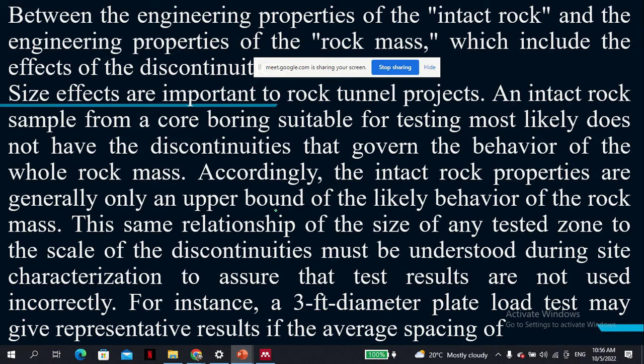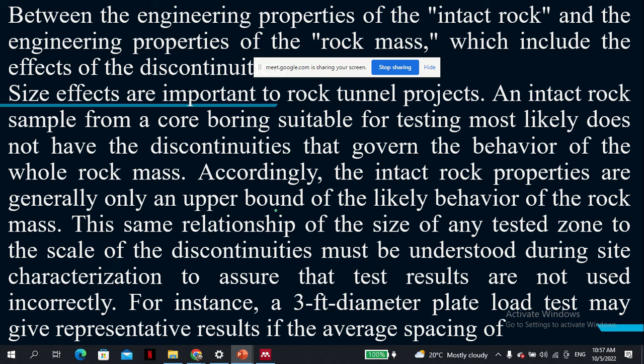This same relationship of the size of any tested zone to the scale of discontinuities must be understood during the site characterization to assure the test results are not used incorrectly. For instance, the values tested in the lab have to be modified to take care of the potential defects or discontinuities likely to be encountered inside. So 3 feet is like a 1 meter diameter plate.